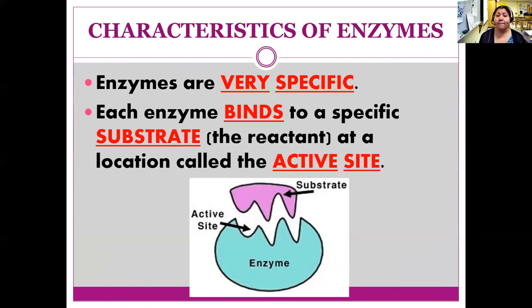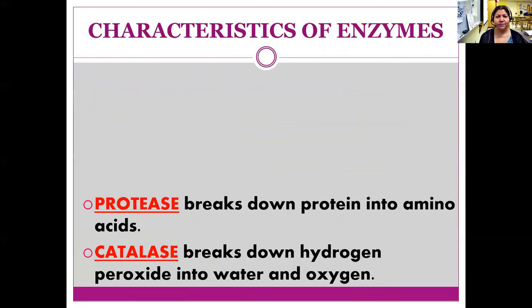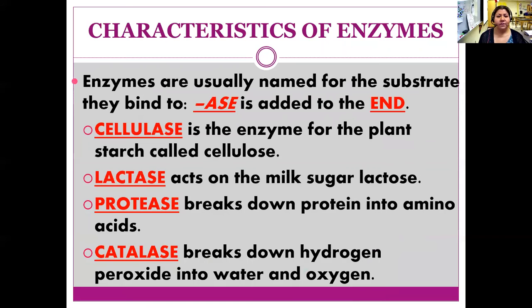So each enzyme binds to a specific substrate, and that location is called the active site. Enzymes are usually named for whatever their substrate is, and it ends in the suffix -ase. So ase is added to the end of that word. Cellulase breaks down cellulose. Lactase breaks down lactose, which is a type of sugar. Protease breaks down proteins. Catalase breaks down hydrogen peroxide.